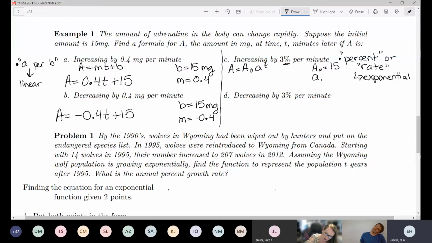But so we need to find our A value. But again, remember that A is 1 plus R, and R is actually what we're given here. Whenever you see a percent or the word rate, it gives you the R value, not the A value.